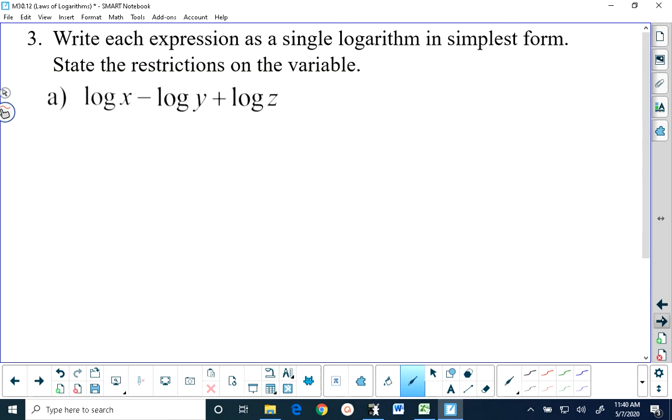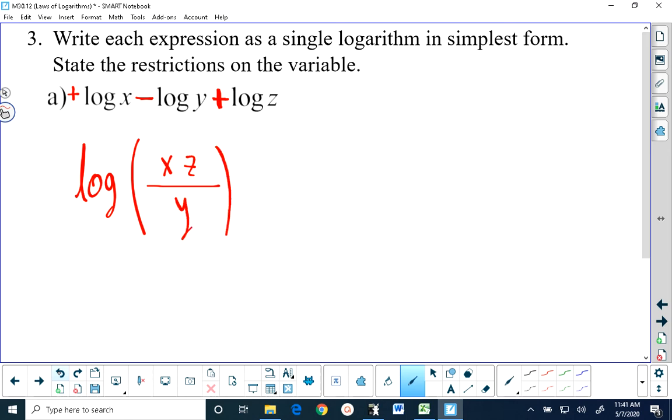Number 3, what we're doing here is the exact opposite of what we did in question 1. We are packing things together. And I am going to use the shortcut rule because it makes our lives so much easier. We're going to pack this together as a single logarithm, and any logarithm that was positive is going to have an argument that goes on the top of the single logarithm, and any logarithm that was negative is going to have an argument that goes on the bottom. And that's the answer. That's all you have to do.